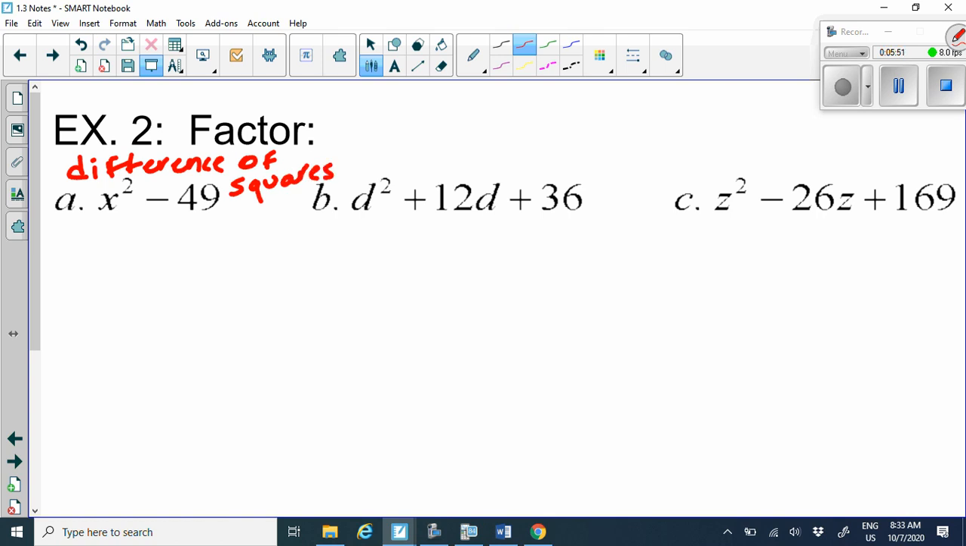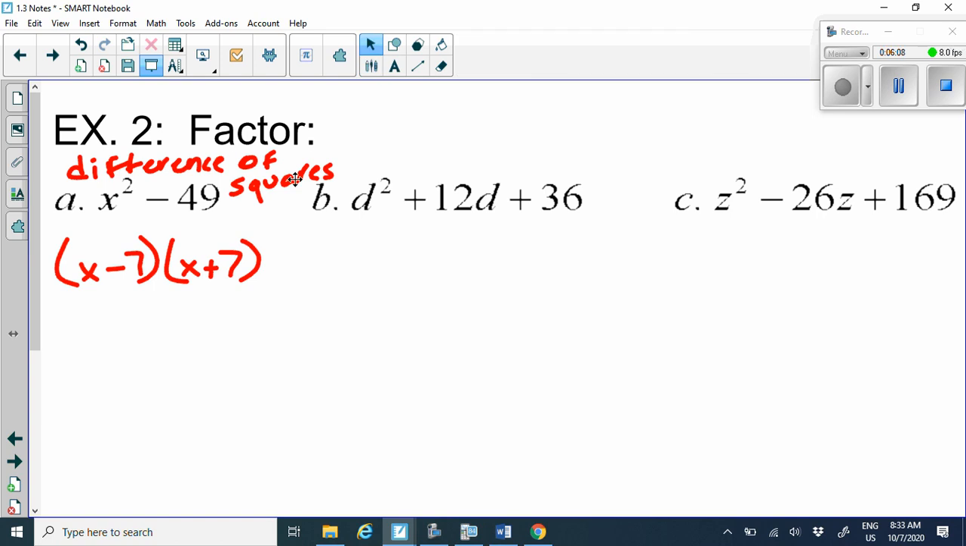Okay, so how we're going to factor this, we have 2 sets of parentheses. We got x and x, because the square root of 1 is just 1, so we have 1x and 1x. And what's the square root of 49? That's going to be 7. So remember, one of them has to be a plus, and one of them has to be a minus, okay?